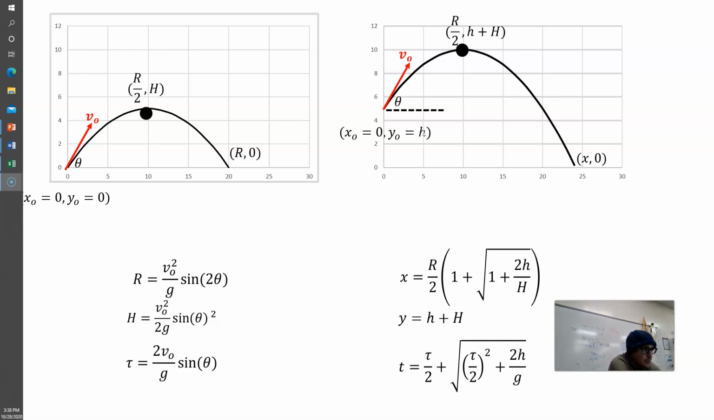The x, where it lands, the maximum height, that is trivial, is the height plus h. It is also trivial that it happens at r/2. But what is not so trivial is to find the time of flight, which is the bottom right equation, and where it lands.